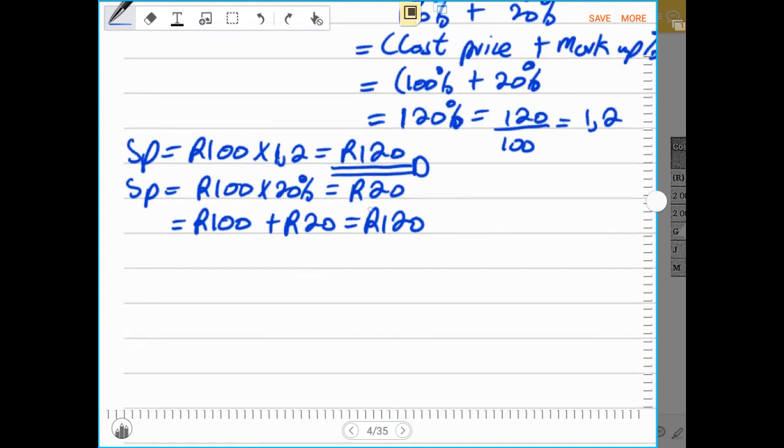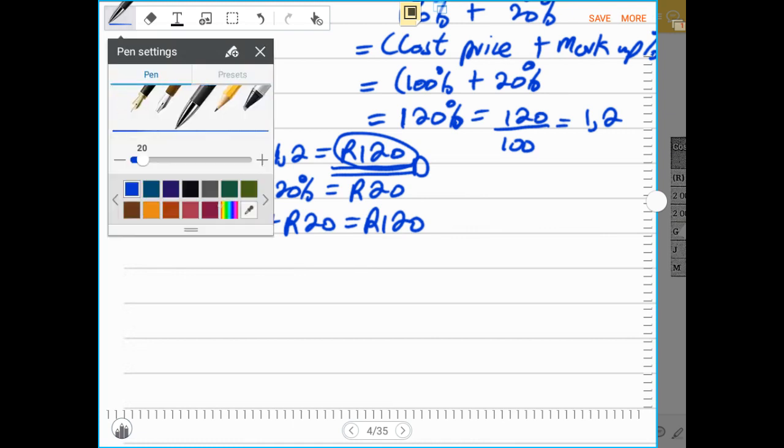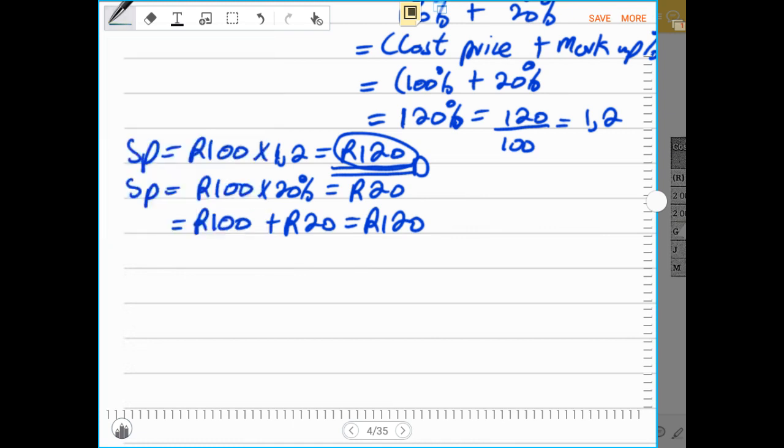Therefore, we do have the selling price, which is 120 Rand. And we know that in order to get to that 120, you just say cost times 1.2. If the markup percentage was 50%, then we would have to multiply by 1.5. So now we can go to the next stage, where we calculate the markup price.